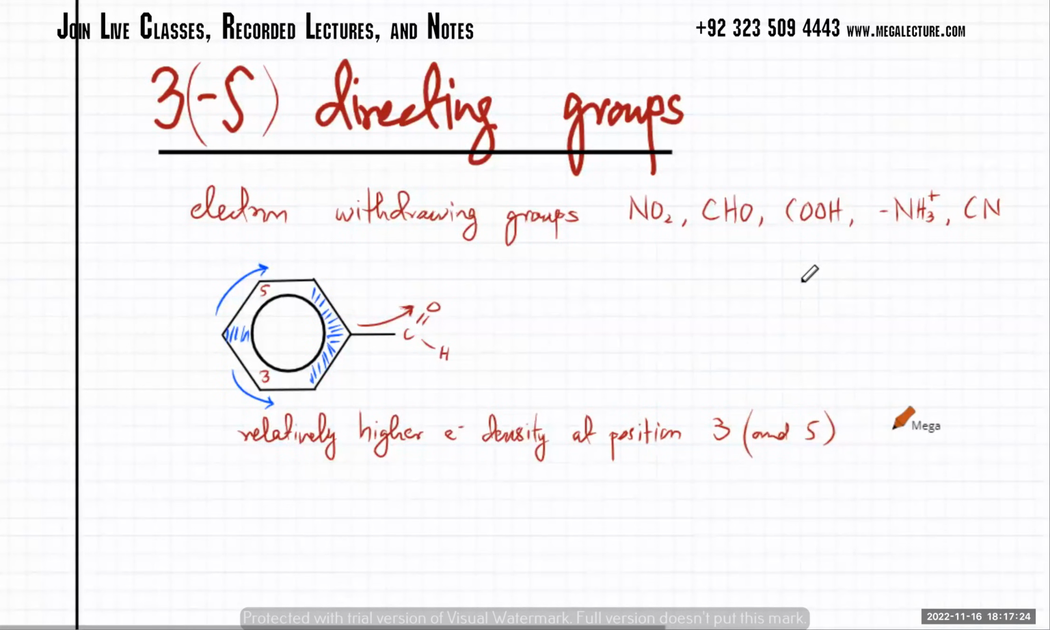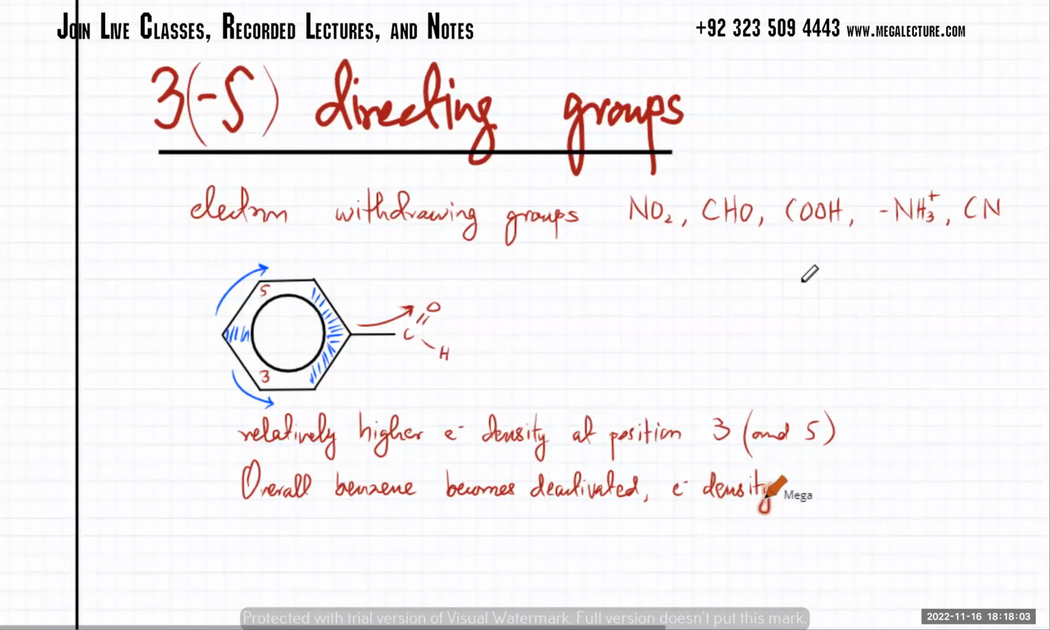अच्छा now overall मुझे बताओ, overall what happens is the benzene becomes deactivated. अच्छा overall benzene becomes deactivated. Electron density overall in benzene pi electron cloud is a lot lesser.